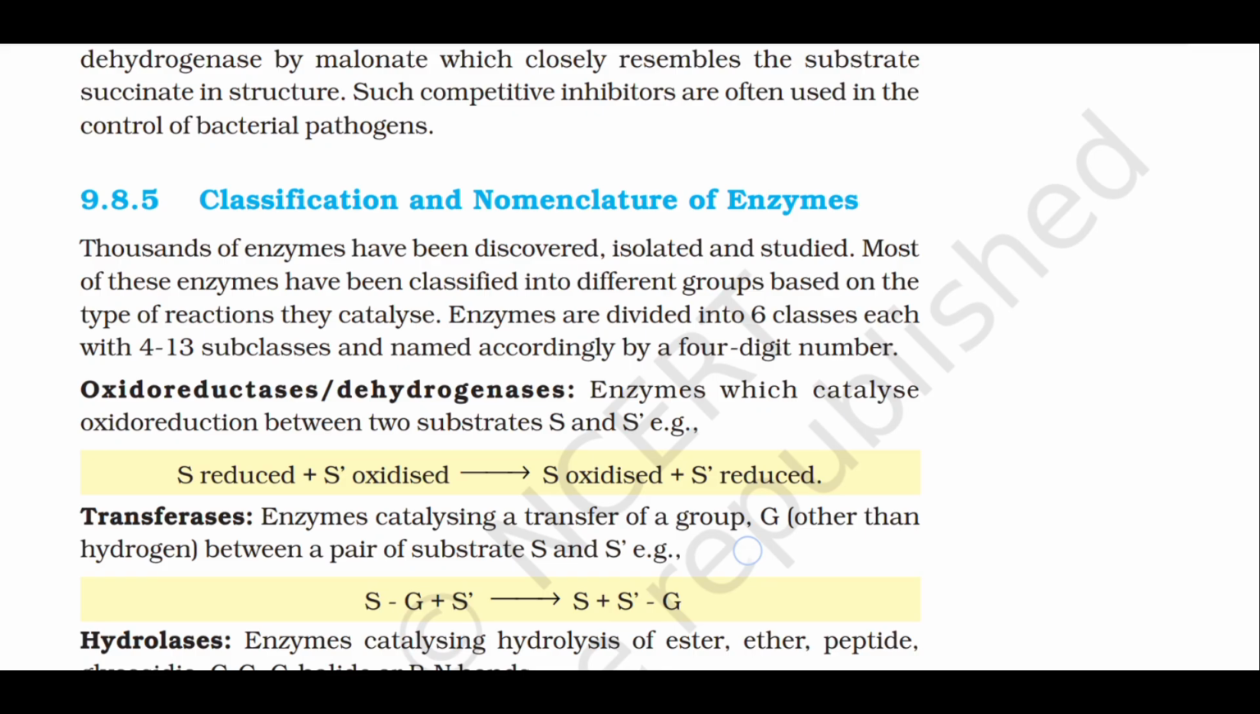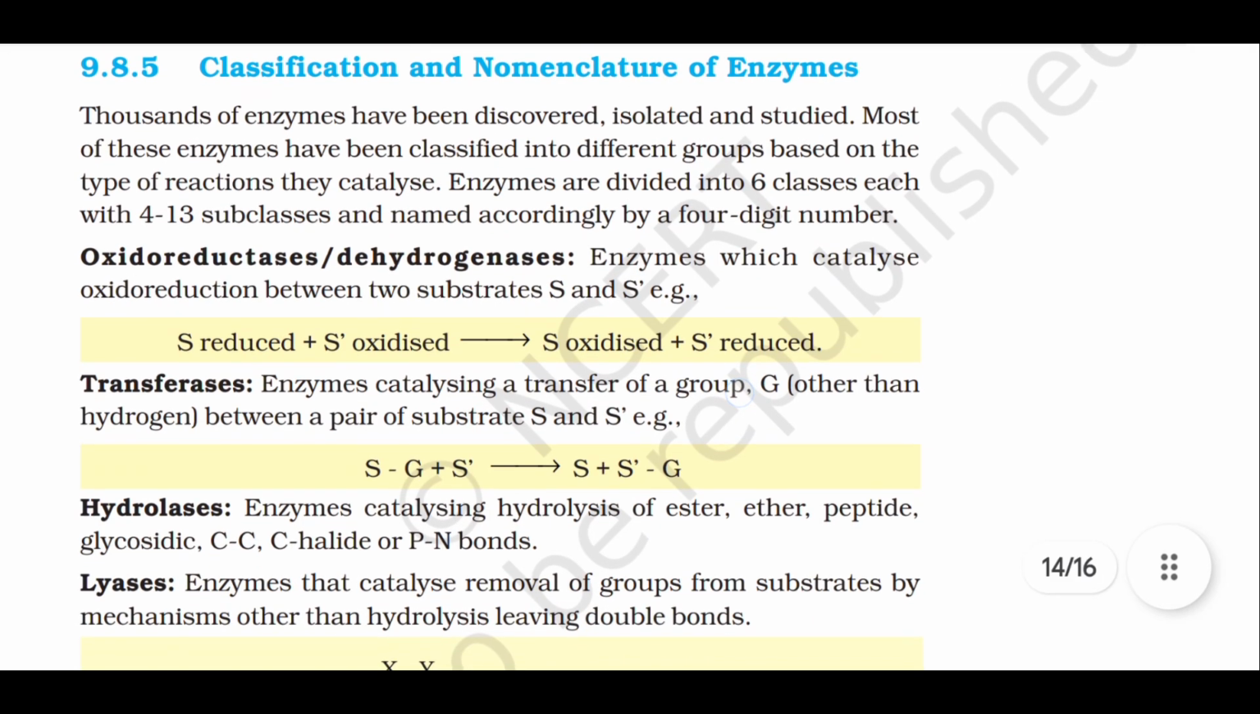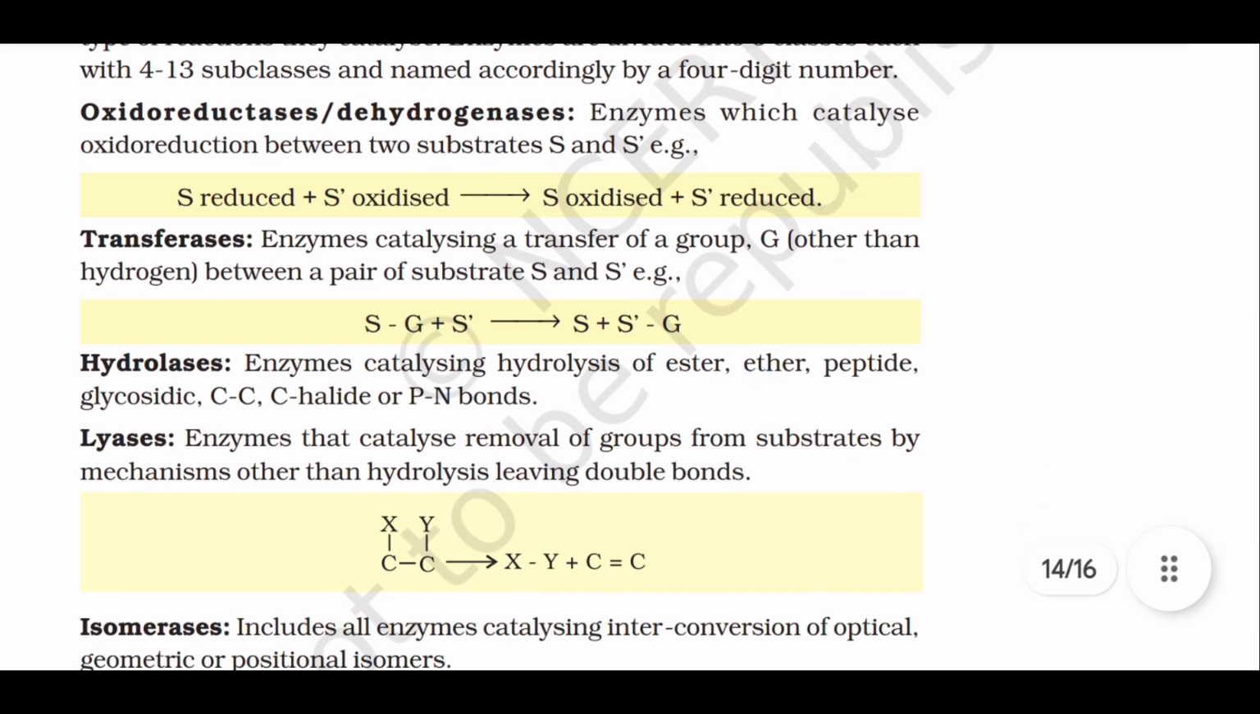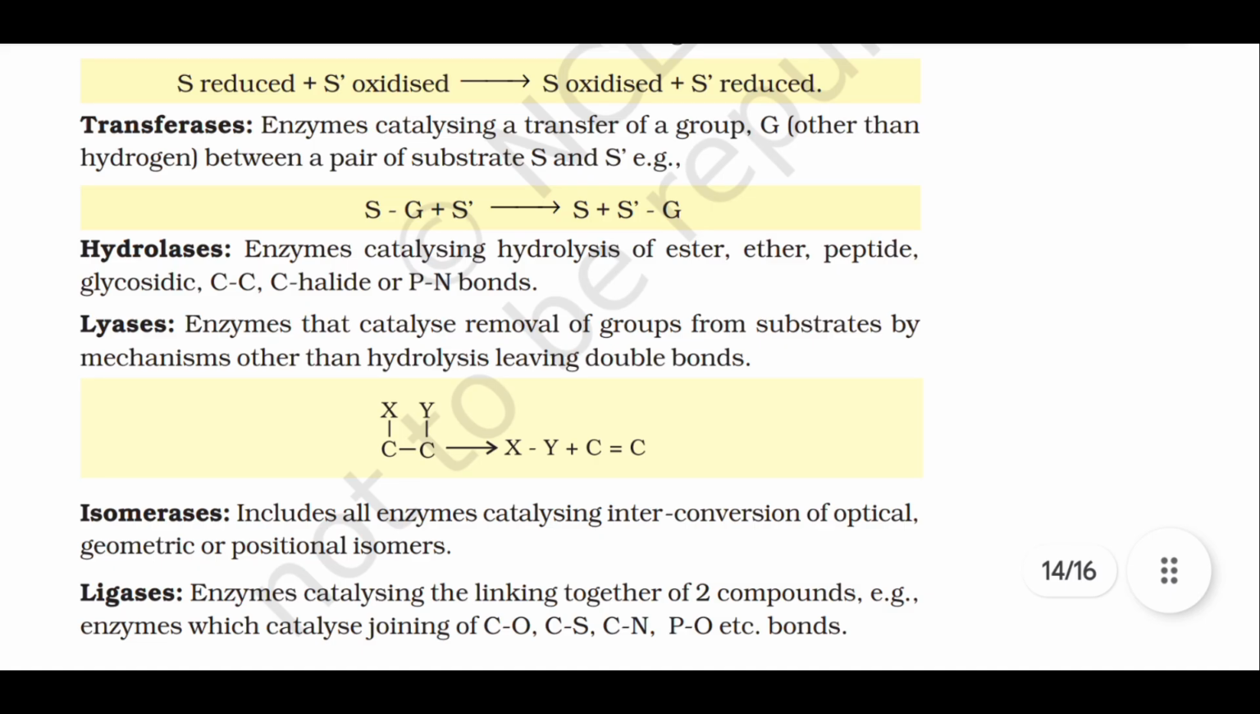Oxidoreductases or dehydrogenases: enzymes which catalyze oxidoreduction between two substrates. Transferases: enzymes catalyzing a transfer of a group between a pair of substrates. Hydrolases: enzymes catalyzing hydrolysis of ester, ether, peptide, glycosidic, carbon-carbon, carbon-halide, or phosphorus-nitrogen bonds. Lyases: enzymes that catalyze removal of a group from substrates by mechanisms other than hydrolysis, leaving double bonds.